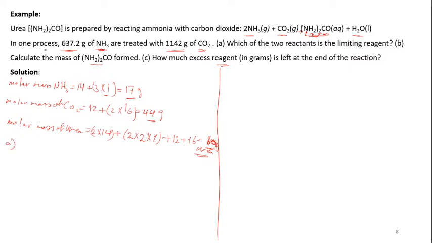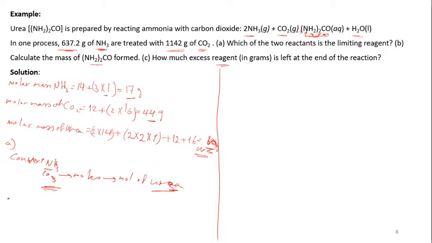So first I need to know which one of them is my limiting reagent. To be able to do that, I have to convert ammonia and carbon dioxide into moles, and from these moles I need to know the moles of urea formed in each case, and the one that forms the lesser amount of urea, this means my starting material is my limiting reagent.